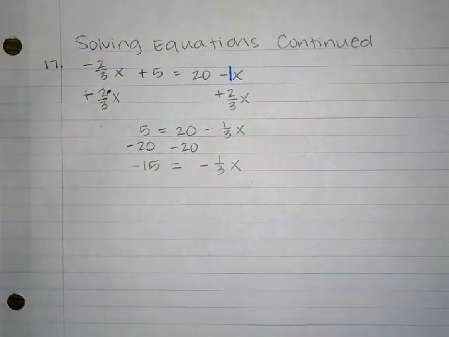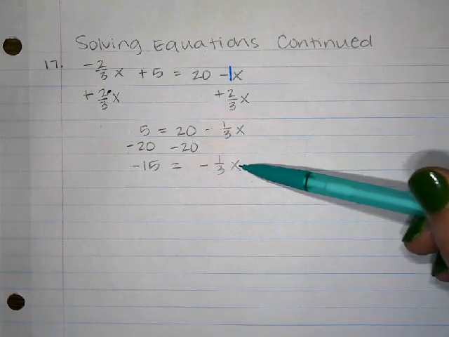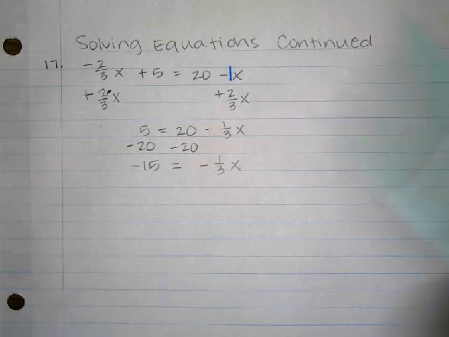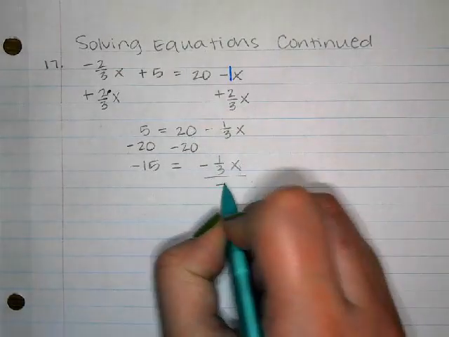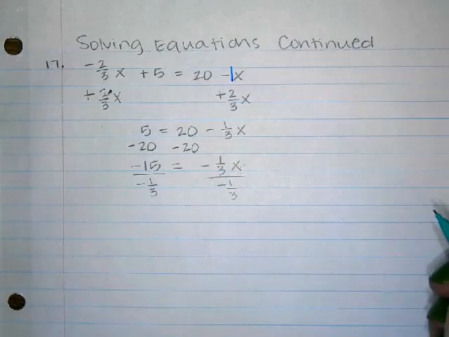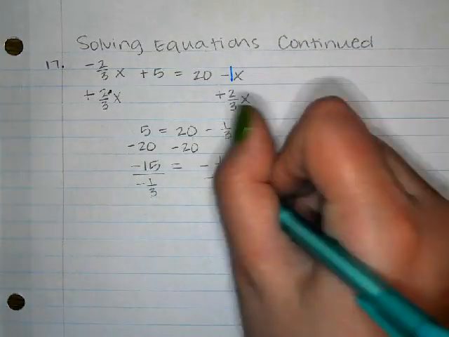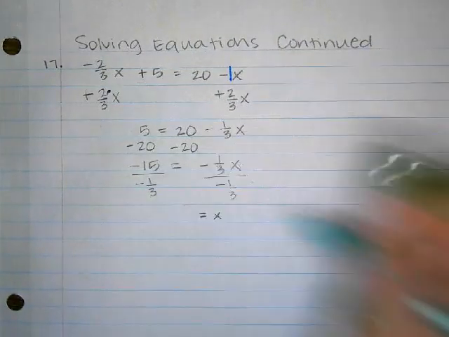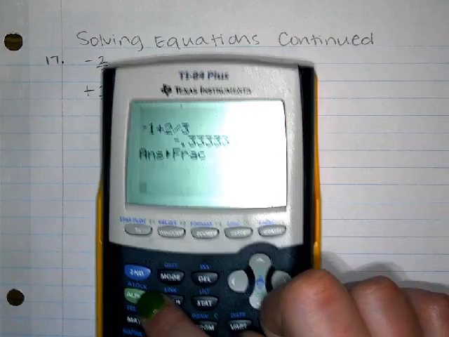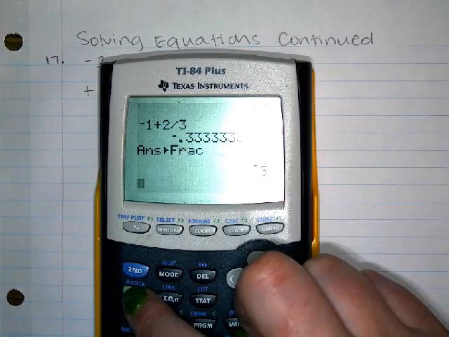So we have a negative 1/3 that's being multiplied by the x right now, and we want the x to be all alone. So how do we get the x to be all alone without the 1/3? We divide. So we want to divide by a negative 1/3 and divide by a negative 1/3. So negative 15 divided by negative 1/3 is going to equal the x. So to type that in, this is a fraction. I'm going to do alpha y equals, that's how I get the fraction in my calculator.